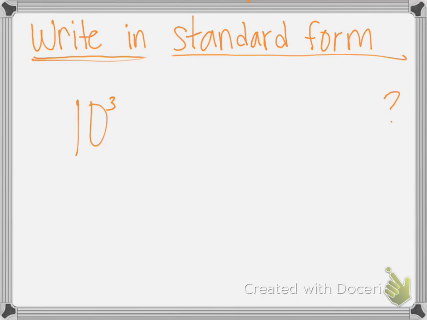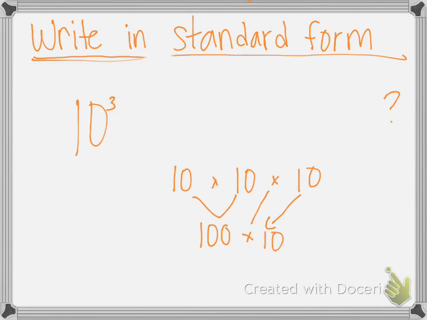All right, so to solve this, you should have written out 10 3 times. 10 times 10 equals 100 times 10. Drop that down, and you should have gotten 1,000.